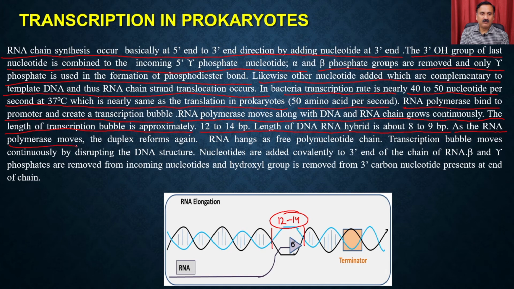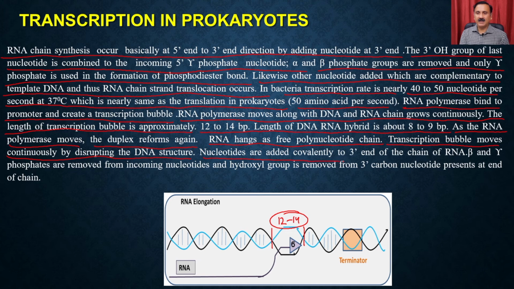As the RNA polymerase moves, the duplex reforms again, right? As soon as the RNA polymerase moves on, the remaining DNA strand is going to coil back, because there is a big difference between replication and transcription. In replication, you are supposed to have helicases and topoisomerases, and you also have the single stranded DNA binding protein, so that you can keep the DNA unbound. Whereas in this case there is no such requirement. The RNA polymerase will be able to melt the DNA and start the transcription. As soon as the RNA polymerase moves on, there will be no factor responsible for keeping the DNA single stranded, so it will rewind. And the RNA hangs as a free polynucleotide chain. So the transcriptional bubble moves continuously, disrupting the DNA structure.